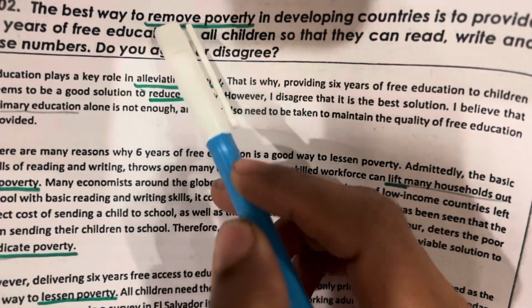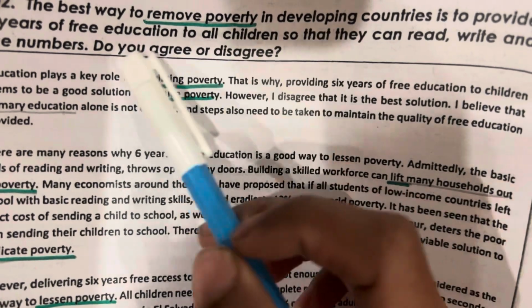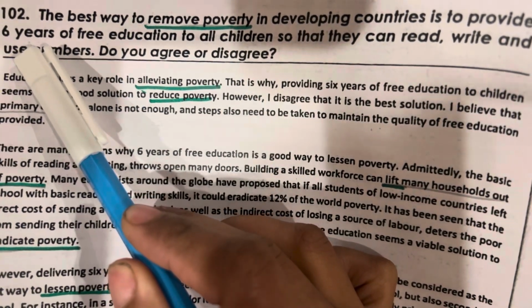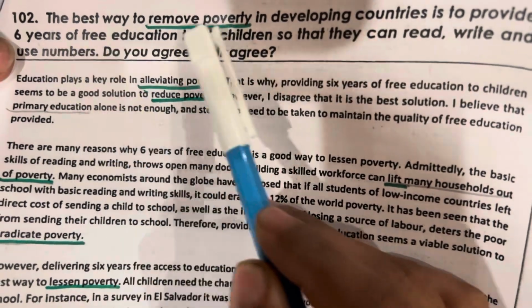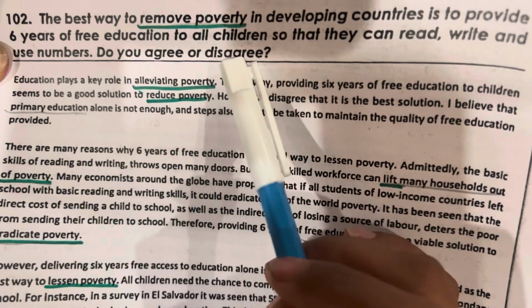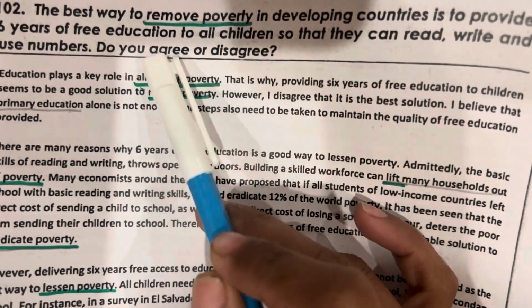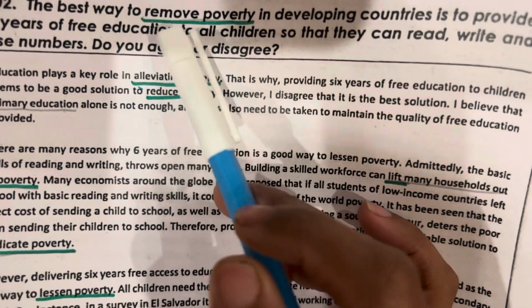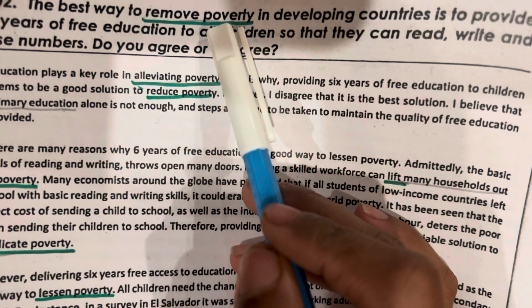The best way to remove poverty in developing countries is to provide 6 years of free education to all children so that they can read, write, and use numbers. Do you agree or disagree? So, this is an agree-disagree essay. And I have underlined this word, remove poverty.